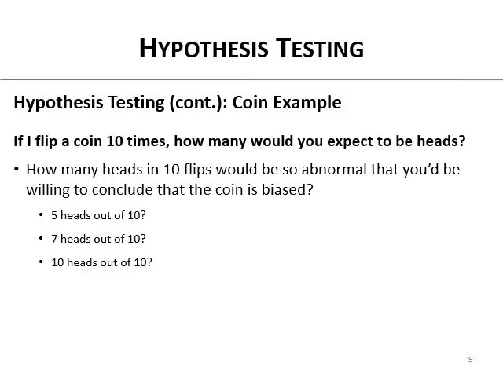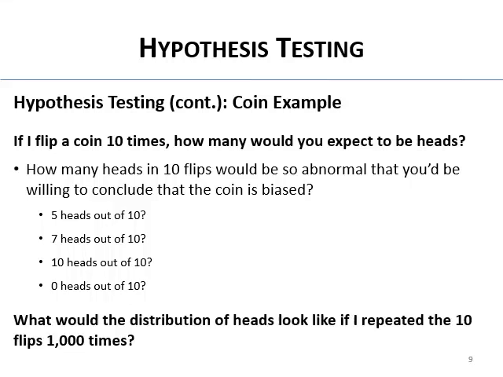How about 10 out of 10? If I flipped a coin 10 times, I got 10 heads, would you go, something's messed up with that coin? You probably would, right? That's really, really unlikely. What if I got 0 heads? Well, that's actually equally really, really unlikely. So hopefully you said, yeah, that's also weird, right? That's like a two-tailed hypothesis. I didn't say how it was jacked up or biased. I just said it is, right?